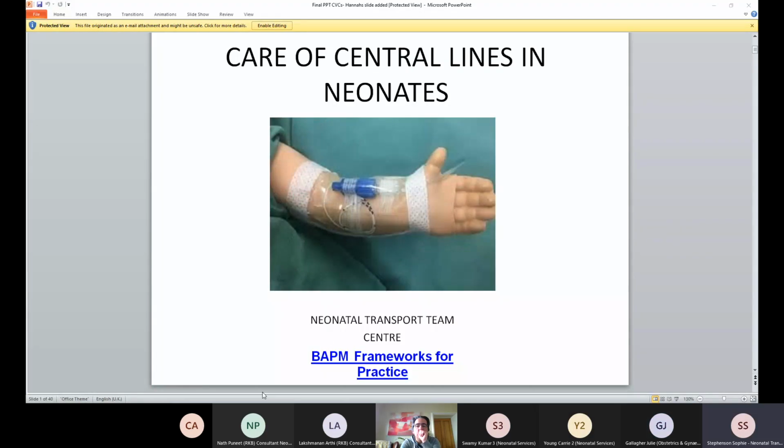Okay, there we go. Can you still see the shared screen? Can you see the slides? Yes. Great. Okay, I'll hand you over to Hisham then.